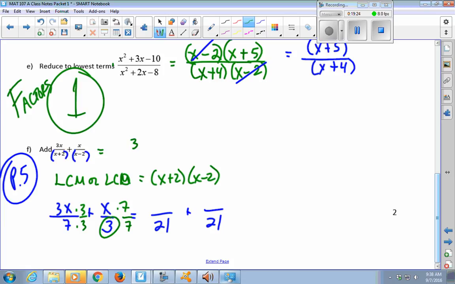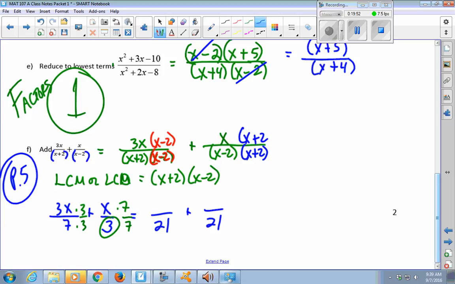So this first fraction wants to have x plus 2 times x minus 2 on the bottom. So since we inserted x minus 2 on the bottom, we have to do it on top and bottom. And then the next one has the x minus 2 on the bottom, but we want it to say x minus 2 times x plus 2. So we have to take the x on top and multiply it to keep everything equal by x plus 2. Now we have the same denominator, so here's where I get a little bit lazy.